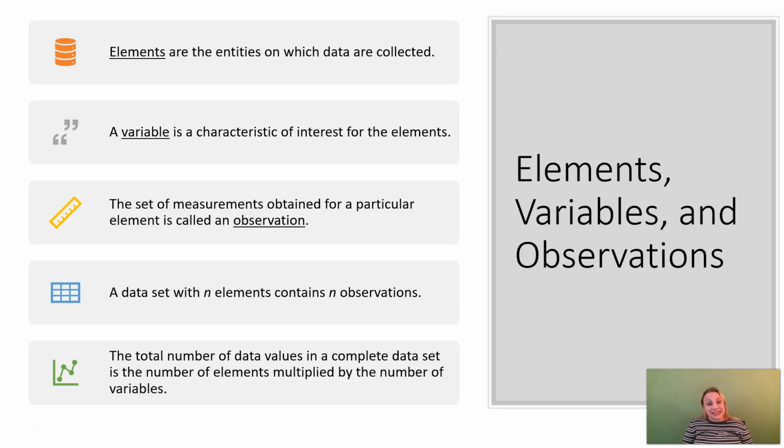So lowercase n goes with when we're talking about a sample. Capital N will talk about the number of elements that you have in a total population. And then we also have the total number of values in a complete data set is the number of elements multiplied by the number of variables.